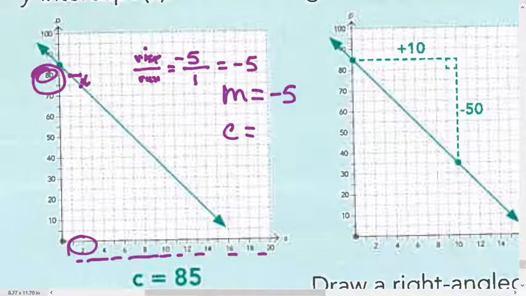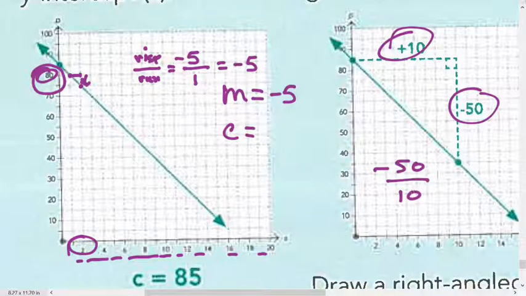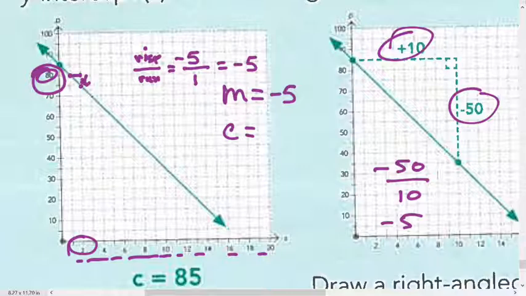Now you see they did 10 and negative 50. That's negative 50 over 10, which would be negative 5. You don't get carried away. You just go from one intersection to the next intersection. That way we're working with the smallest numbers possible. But you could use any of them, right? Because the slope is the same all the way along the line.